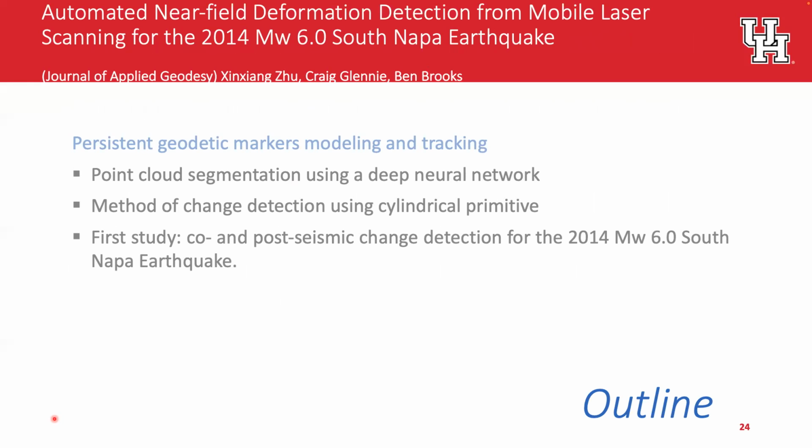So the first paper that came out of his work here is looking at mobile laser scanning for the South Napa earthquake. Here he used some cylindrical primitives to track fence posts, and he detected those fence posts automatically using a deep neural network that he developed. This was a first proof of concept to see how much more accurate we can be if we model both the geometric primitive and the rigid deformation at the same time.